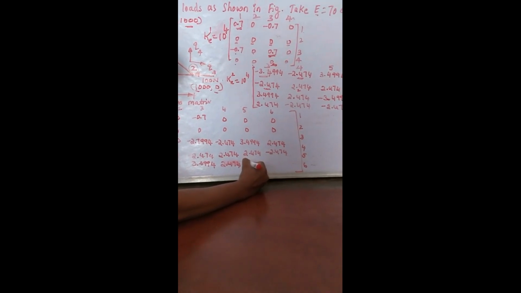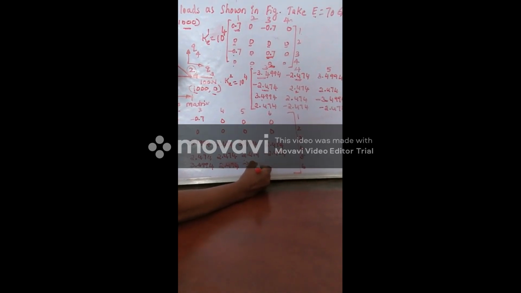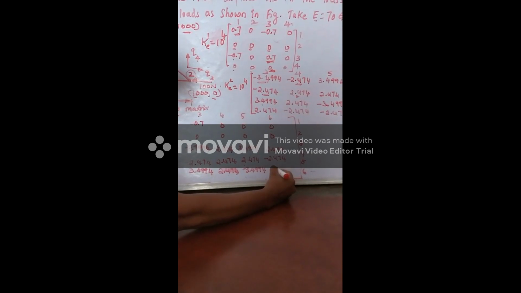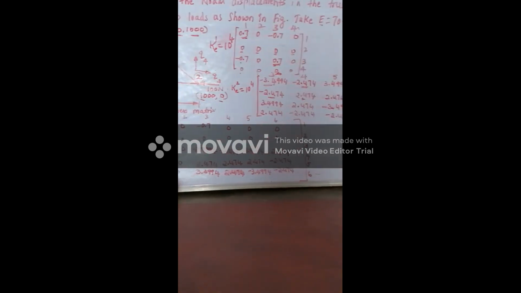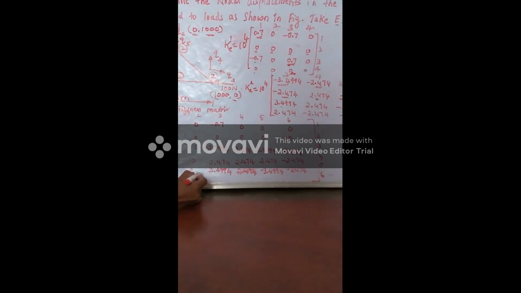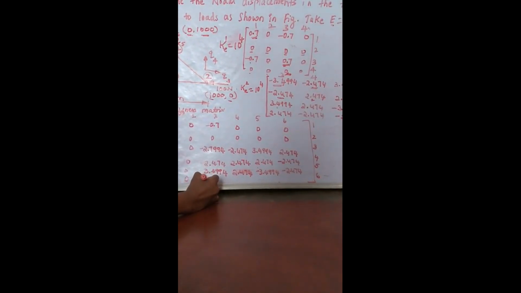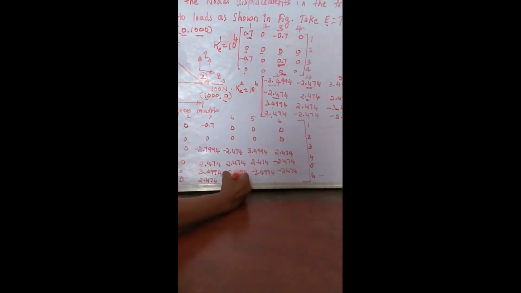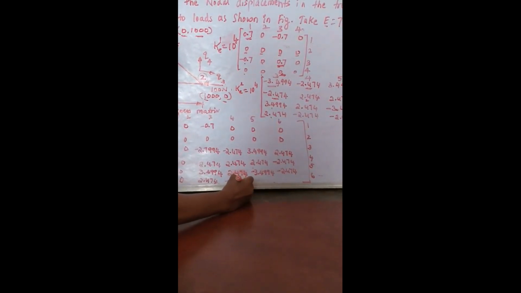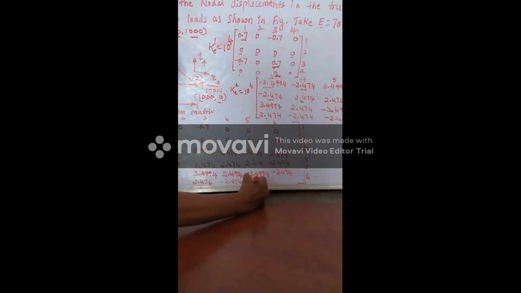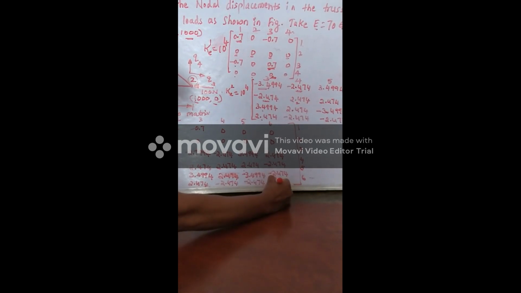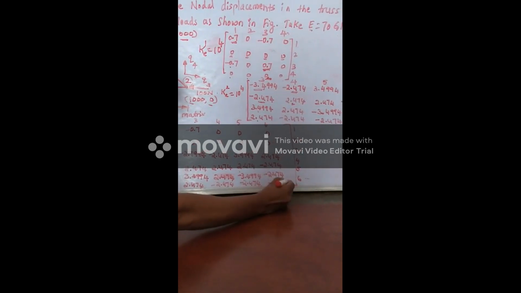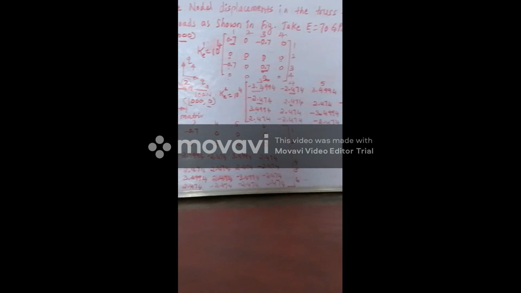and this value is minus 3.4994 and this is minus 2.474. 1 cross 6 is 0, 2 cross 6 is 0, 3 cross 6, so 2.474. This is 3 cross 6, 4 cross 6 minus 2.474, 5 cross 6 minus 2.474, 6 cross 6 is minus 2.474. Now this is the global stiffness matrix.